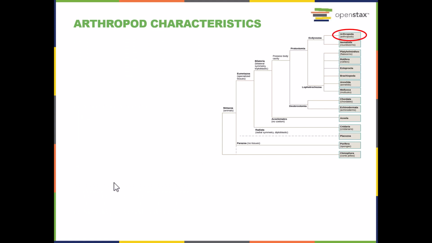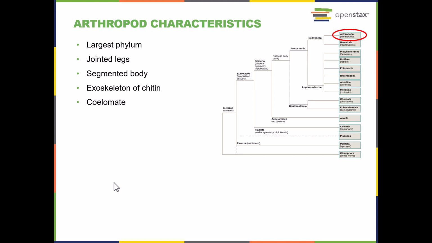The arthropods are also ecdysozoans because they have an exoskeleton that they have to shed in order to grow. This is the largest phylum of all, contains the most species. They have jointed legs. That's what arthropod means. They also have segmented bodies. Their exoskeleton is made of chitin. They have a true coelom. They also have a hemocoel. What they mean by the hemocoel is there's a cavity that the blood flows into.